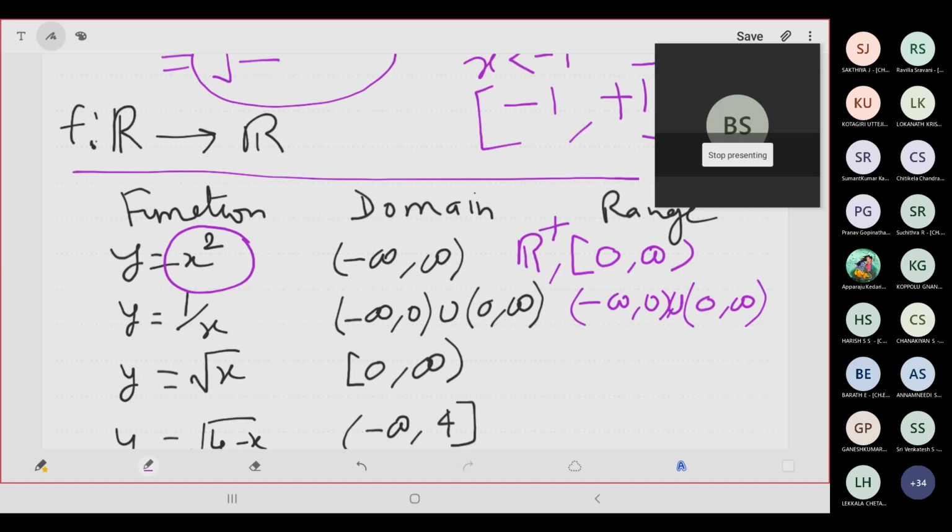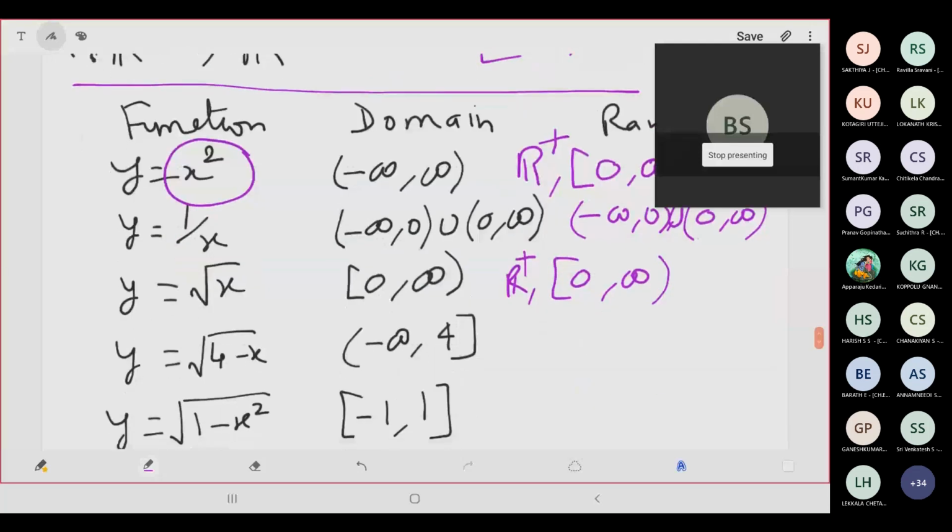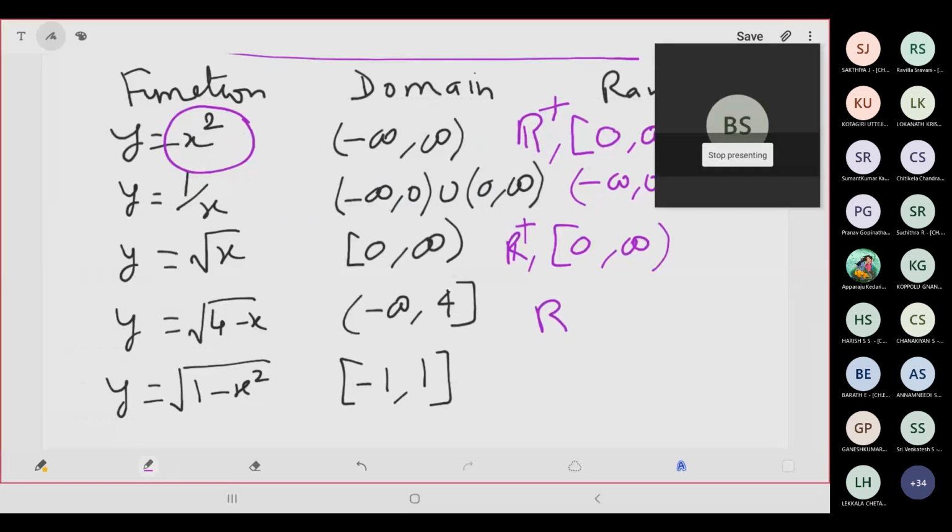Now for the third function, your domain is positive reals. That means the function is not defined for any negative value. So again the range would be the same, positive reals. Same here, R plus, or you can write 0 to infinity.